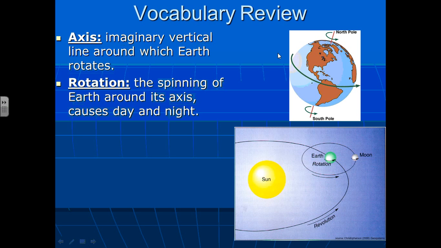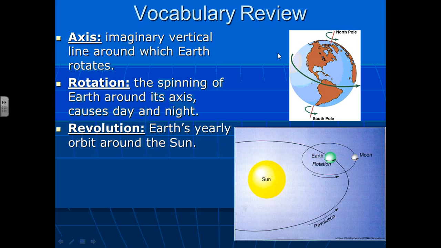Rotation is the spinning of Earth around its axis, and this causes day and night for us on Earth. Revolution is Earth's yearly orbit around the sun. You can see this in the second picture. The Earth is moving around the sun. This is called a revolution.